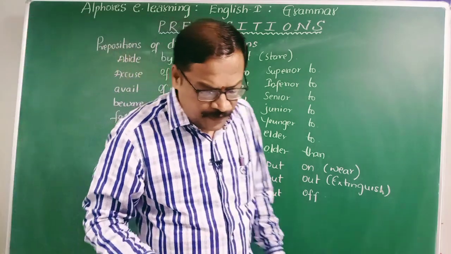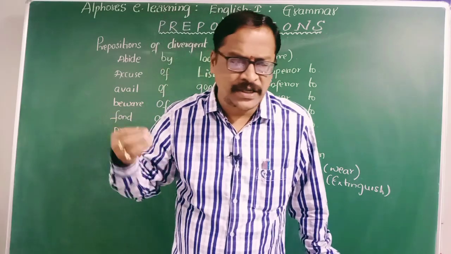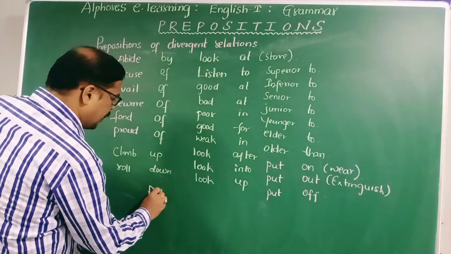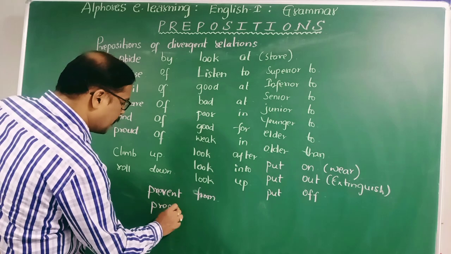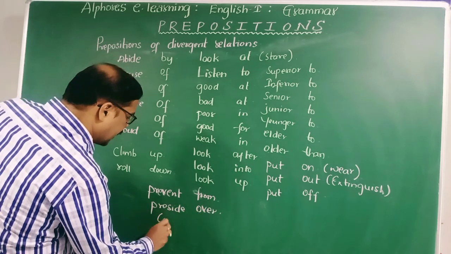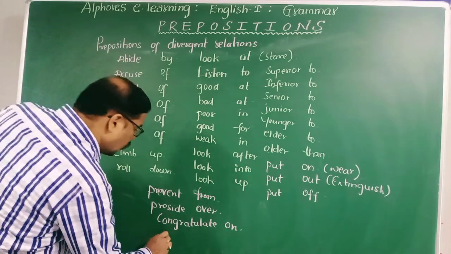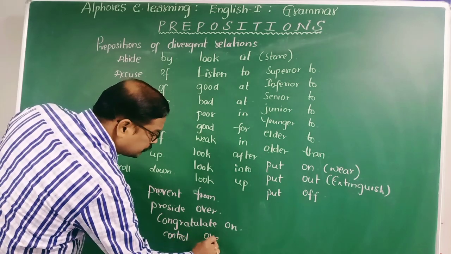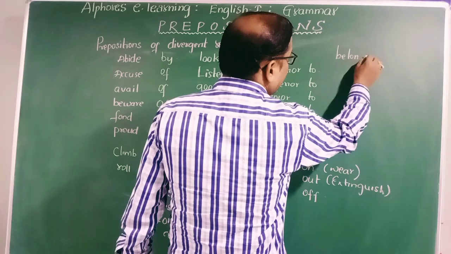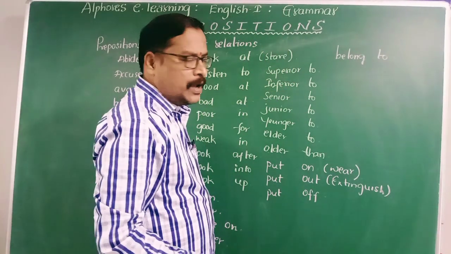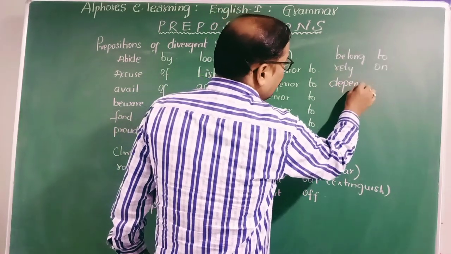and there is a list even in your intermediate first year textbook. If you go through that, you can come to know. Dear students, you can take many prepositions. Even if you take prevent, prevent is always followed by the preposition from, and preside is always followed by over. And you take congratulate. Congratulate word is always followed by the preposition on. Control is always followed by the preposition over. Congratulate on, control over. And you can take belong to. Belong to. Okay. And you take rely, R-E-L-Y, rely on, right? Depend on, D-E-P-E-N-D, depend on. Deprive of.